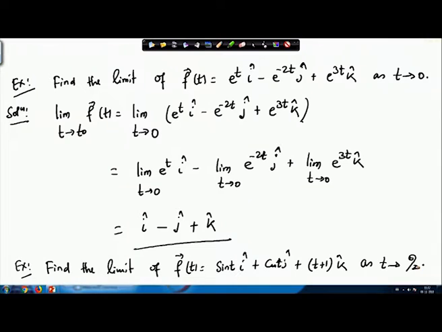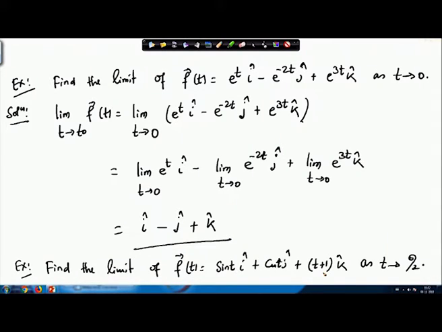So, basically if the component of j, or the component of any unit vector, is 0, then we do not write that vector. We simply avoid that unit vector, that particular component, and we write the remaining two components with a plus symbol, and it is understood that the component of the missing unit vector is 0, and that is why we are not writing it. So, here in this case at t equals pi by 2, this is becoming cos pi by 2, and cos pi by 2 is 0. So, we do not write the j component. We just write the i and k components, all right.